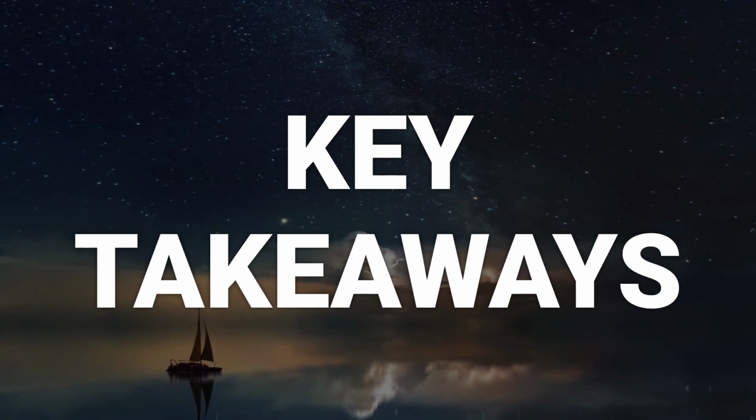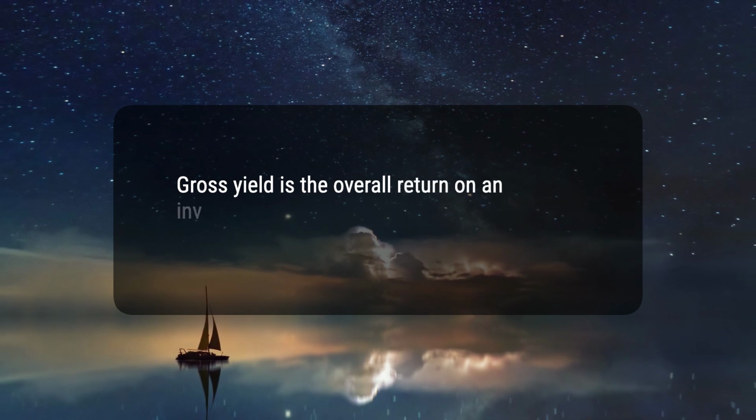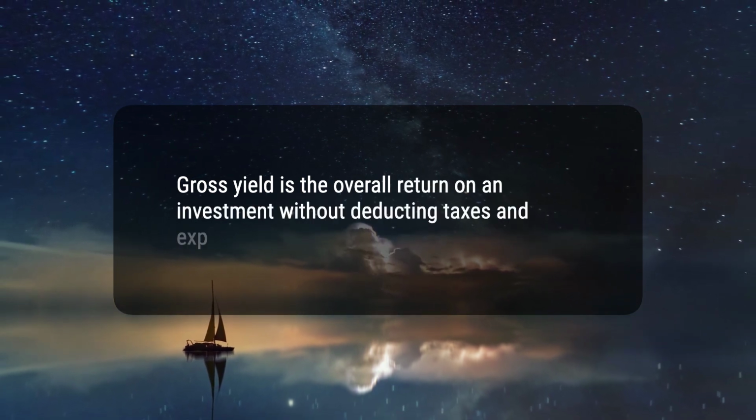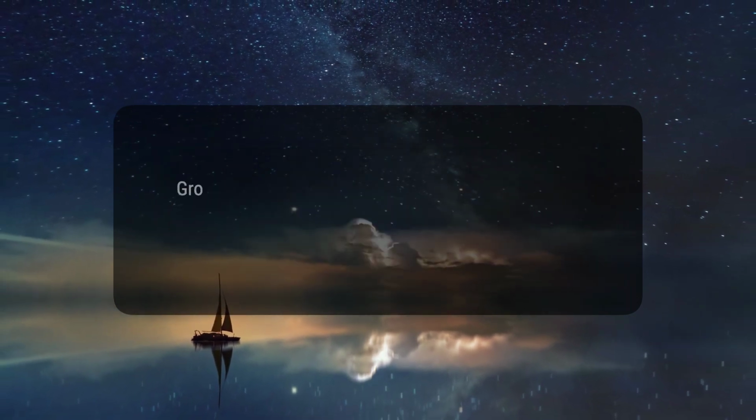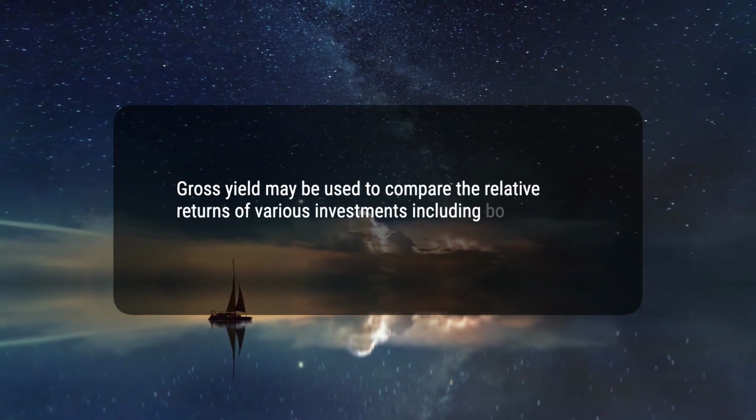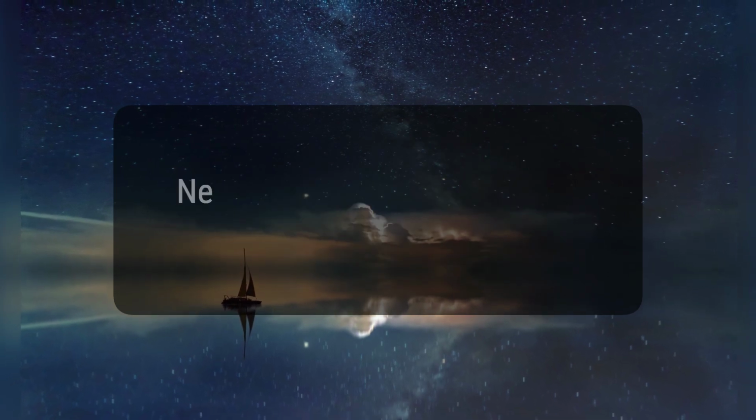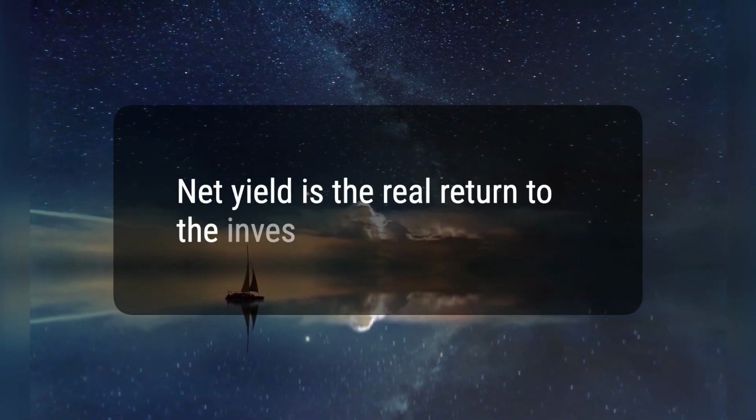Here are three key takeaways. 1. Gross yield is the overall return on an investment without deducting taxes and expenses. 2. Gross yield may be used to compare the relative returns of various investments including bonds, mutual funds, and rental property. 3. Net yield is the real return to the investor.